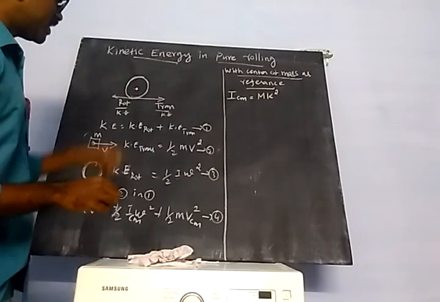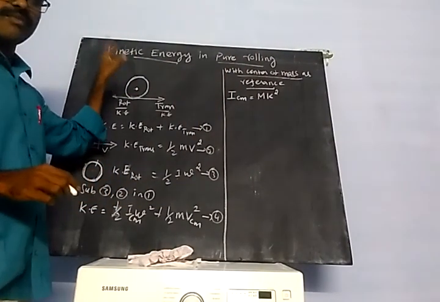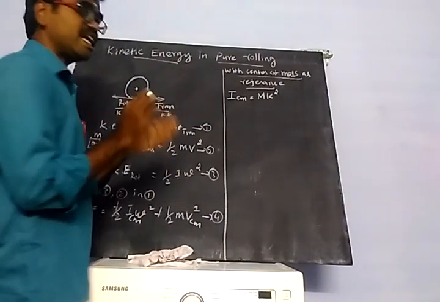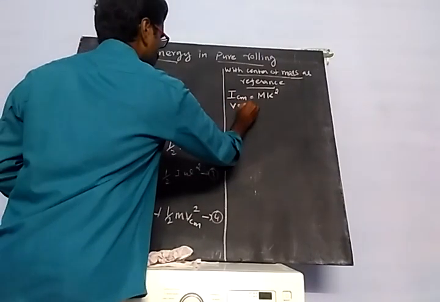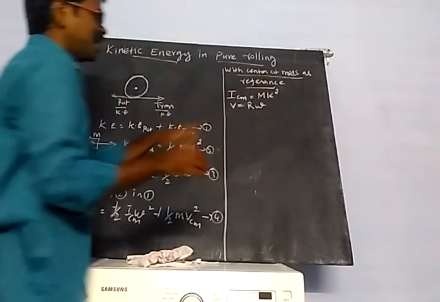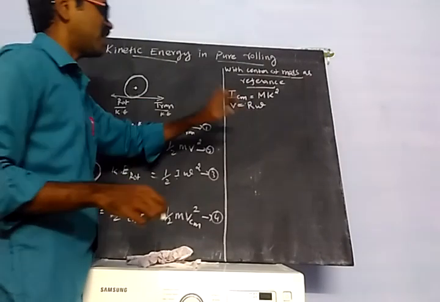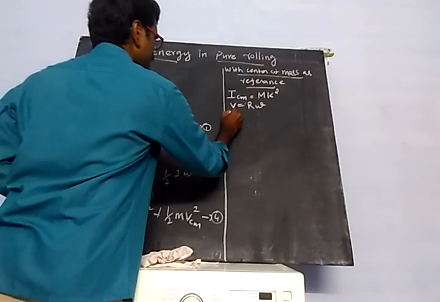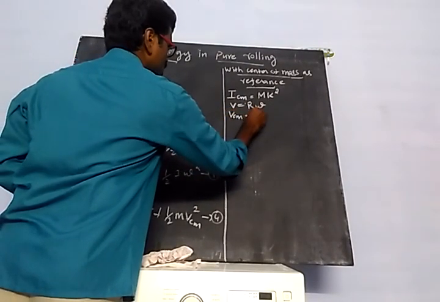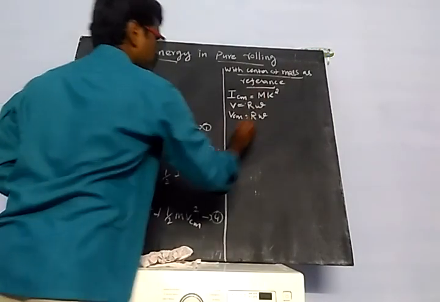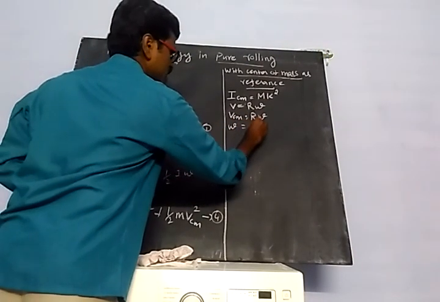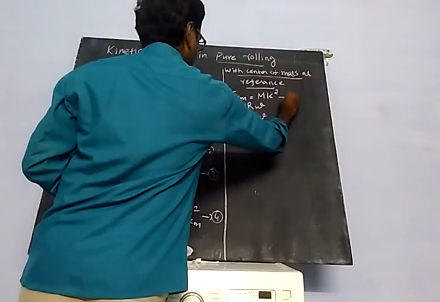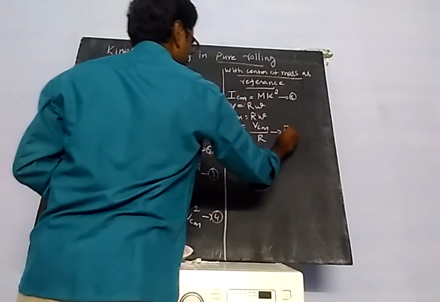Here the object is in rolling motion, so we have angular velocity. What is the relation between linear velocity and angular velocity? v is equal to r omega, where v is the linear velocity and omega is the angular velocity. Then VCM is equal to r omega, and omega is equal to VCM by r. This is equation number 5 and this is equation number 6.